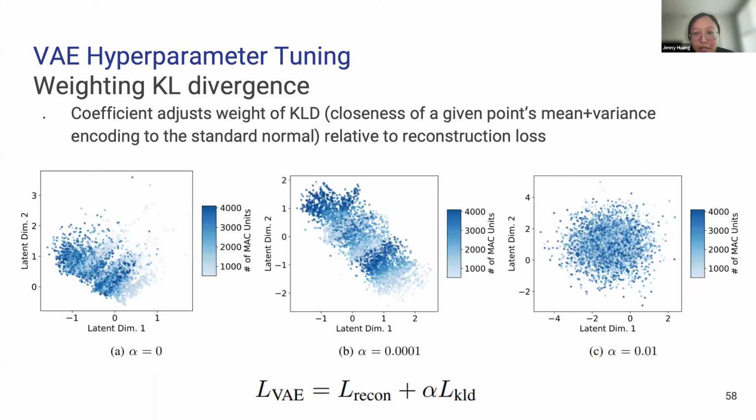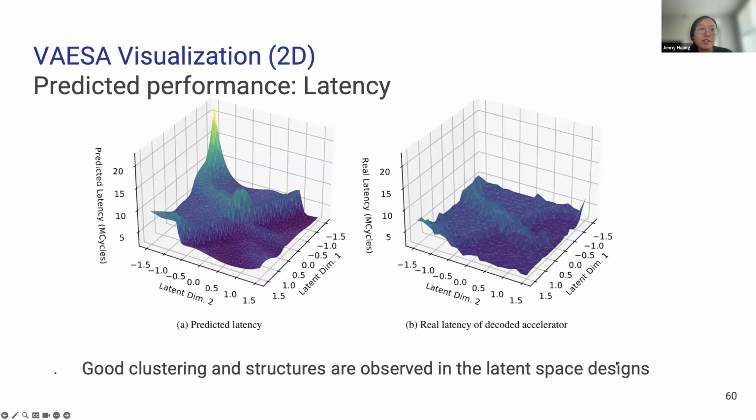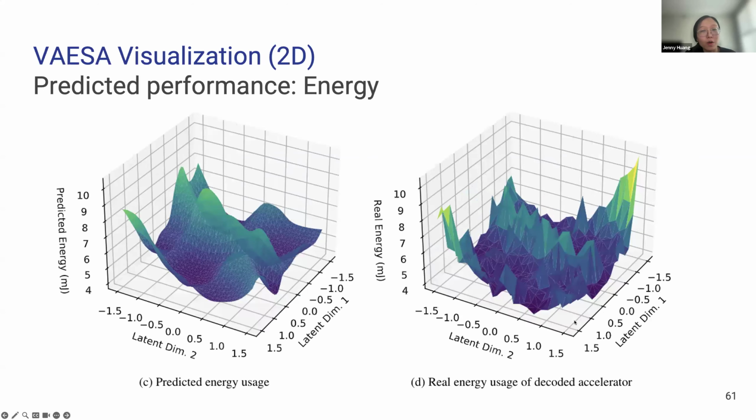We also visualize the latent space to understand how different hyperparameter changes affect the VAE training, but I'll skip that. We also tried to study what dimensionality is reasonable. We cannot reduce it all the way to 1, as it will introduce very high loss, but if we train for a long enough time, maybe a latent space of 4 is reasonable in this design. And here's the visualization of the latent space latency compared to the latency we get from a decoded accelerator. Likewise for the energy.